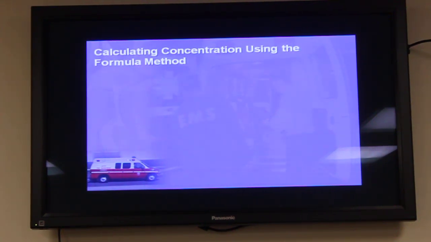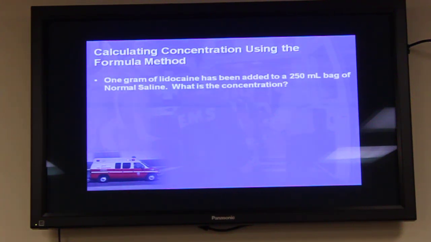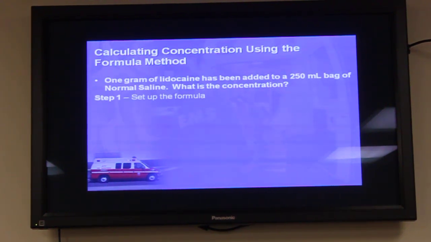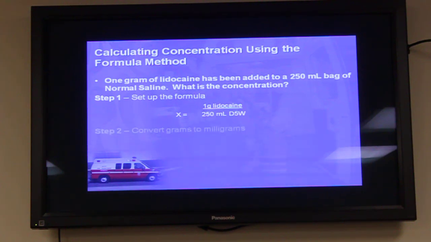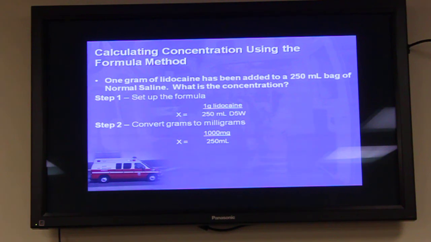So calculating the concentration using the formula method, 1 gram of Lido has been added to 250 mils of normal saline. What is our concentration? Let's go ahead and organize our information. Set up our formula. 1 gram of Lido divided by 250 mils of D5W. I changed, obviously, saline to D5W. Just roll with it. Convert your grams to milligrams. So 1 gram, remember, equals 1,000 milligrams divided by 250 mils. And now let's do the math.